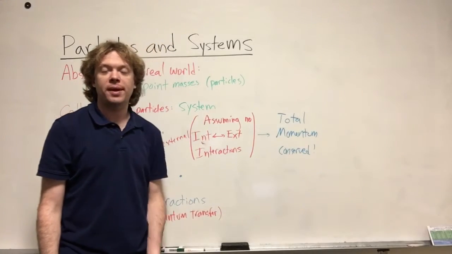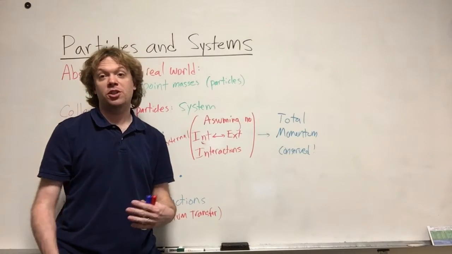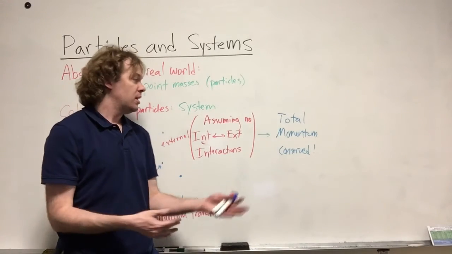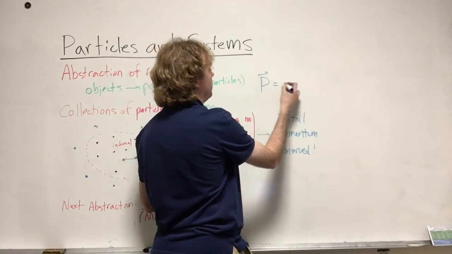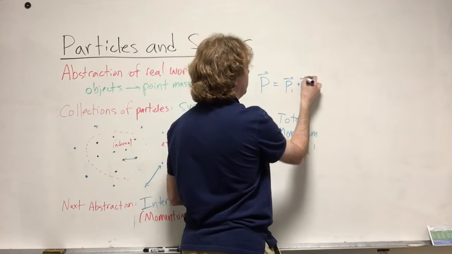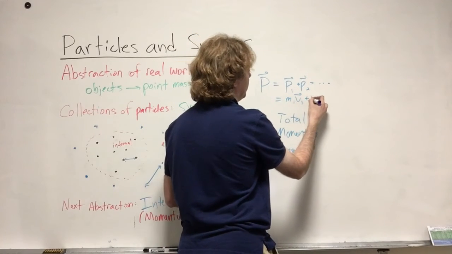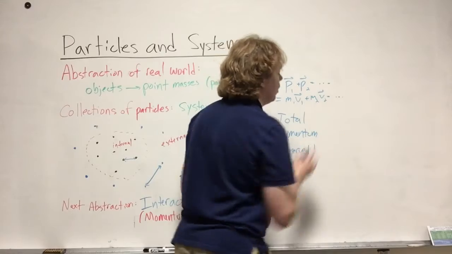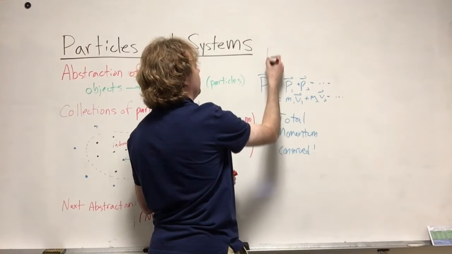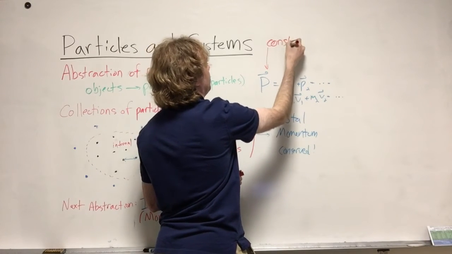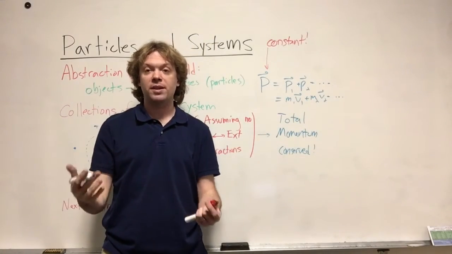So we can say that the total momentum of this system is conserved. If there's no internal to external interactions, no interactions which transfer momentum across the boundary of the system, then the total momentum is conserved. So if I write the momentum as a sum of the individual momentum of the system, P1 plus P2 plus however many we have, maybe you want to write that as M1V1 plus M2V2. The word conserved means that this total momentum right here is constant. That means that as time goes on, that total momentum will never change.